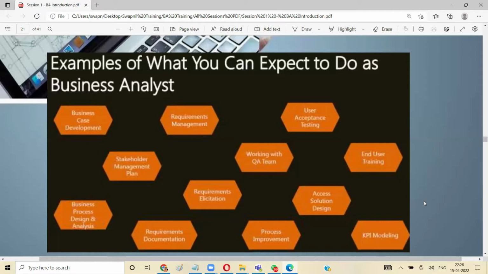There are infinite numbers of KPIs. Every process will have its own set of KPIs. You can create your own KPIs. So this is one of the important aspects of BA. These are the work that you can expect to perform when you are in the BA role.